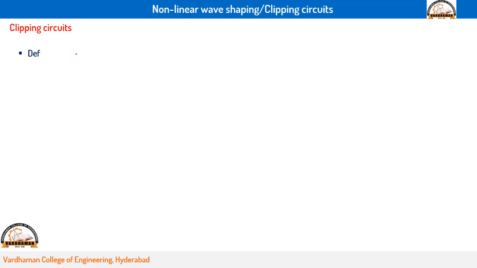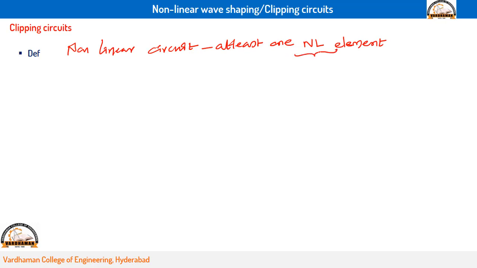So, what is a nonlinear circuit? A nonlinear circuit includes at least one nonlinear element. Even though in this circuit so many linear elements are there, if you have at least one nonlinear element, then we can tell that the circuit is a nonlinear circuit. The operation of the circuit is mainly dependent on this nonlinear element. Even though so many linear elements are there, the basic operation of the circuit should depend on the nonlinear element. Then we can tell that the circuit is a nonlinear circuit.